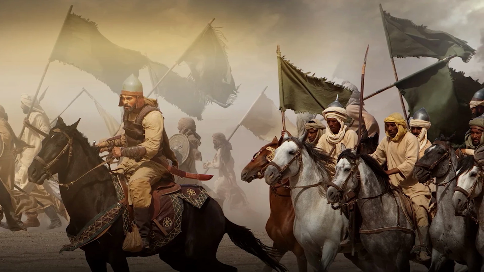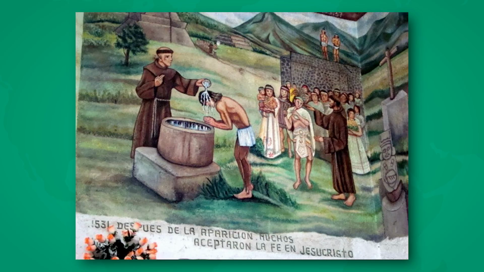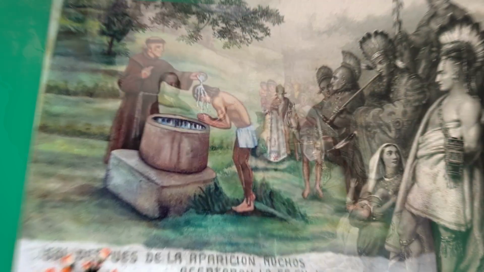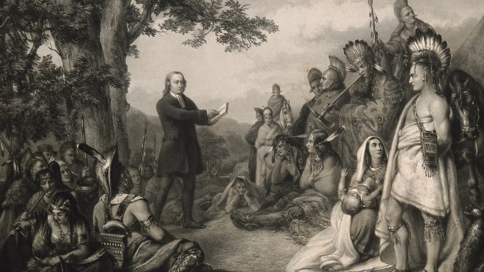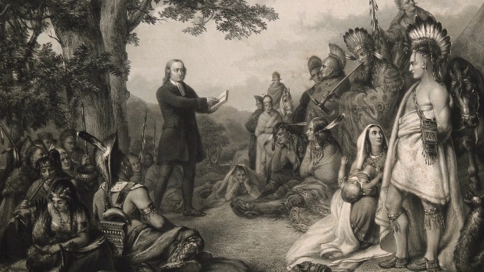Early Muslim leaders spread Islam through Southwest Asia and North Africa. The Spanish brought Catholicism to Latin America and the Philippines during the Age of Exploration, and English settlers like the Pilgrims and the Puritans brought Christianity to what is now the United States.